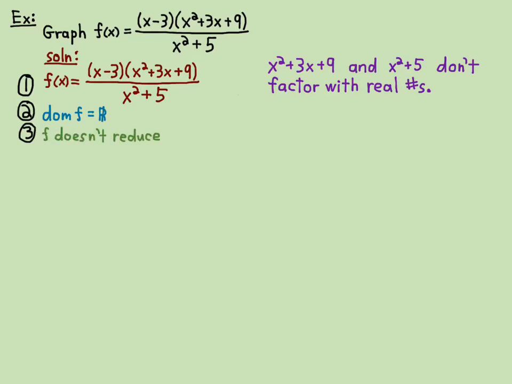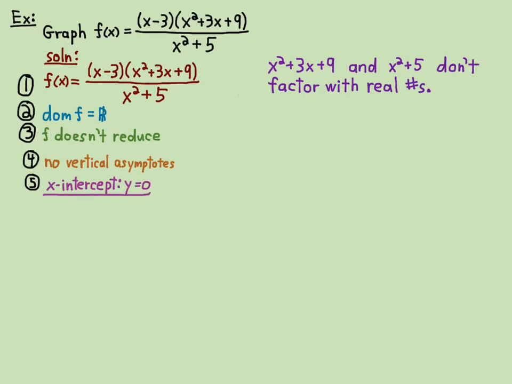Okay, so f doesn't reduce because it has 3 factors and none of them are the same. So that's pretty obvious. There's no vertical asymptote for the same reason the domain is all real numbers, because if you set the denominator equal to 0, you don't get any real roots for that.